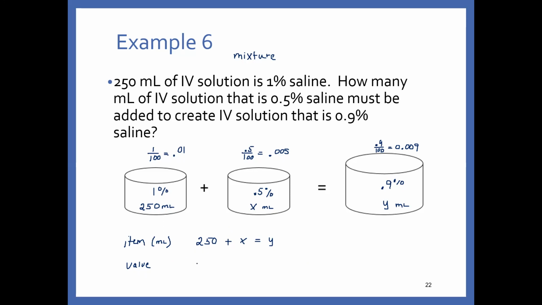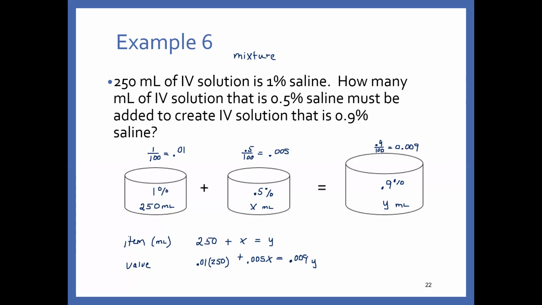So I'm going to bring in the percentage or the value at every single step of this problem. So the 1% is 0.01 of the 250, so multiplying. Then it's 0.5, so 0.005 of the X, and together we will end up with 0.009 of the Y. So this is my value equation that shows me how much of each one of these is the salt or saline.